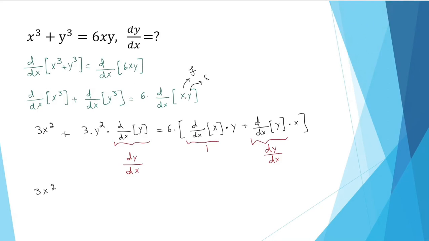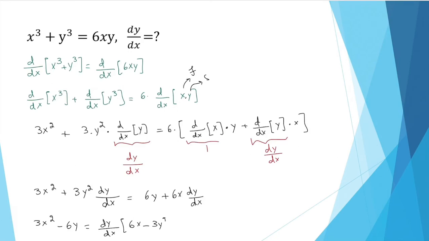Putting everything together, we have 3x squared plus 3y squared dy/dx equal to 6. I will distribute the 6. So we have 6y plus 6x dy/dx. Because we're trying to find dy over dx, I need to put these two terms next to each other. On one side, we get 3x squared minus 6y equal to dy/dx times 6x minus 3y squared.